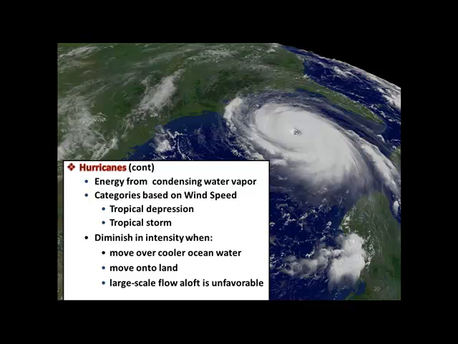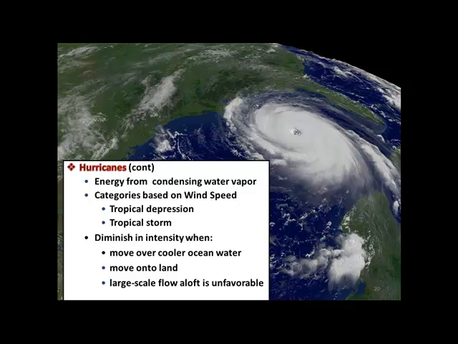Hurricanes gain their energy from the condensing water vapor of the ocean. They are given categories based on their wind speed also. If the wind speed is not high enough, they can be given categories of a tropical depression or a tropical storm. Since hurricanes gain energy from the condensing water vapor of the ocean, once they move over land or over colder water, they will lose their intensity. They can also lose their intensity when large-scale flow aloft is unfavorable.